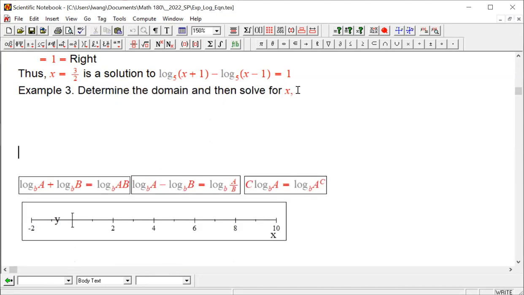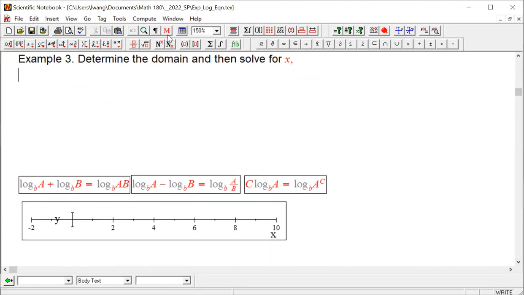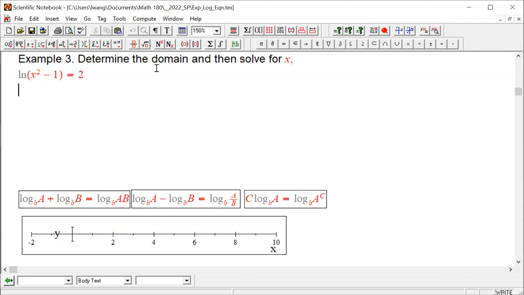So we have all the tools next to us, product rule, quotient rule, and the equation here is like this: natural log of x squared minus 1 equals 2. Okay, first we're gonna determine the domain. The domain is going to take the whole thing that's being taken the logarithm of. This has to be positive. This has to be positive.